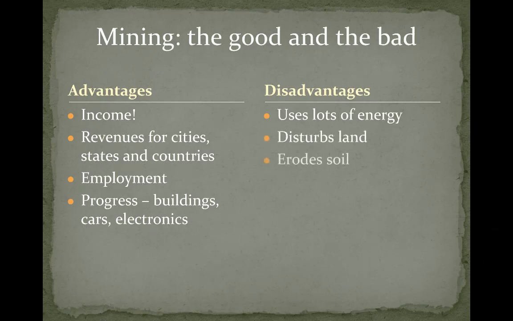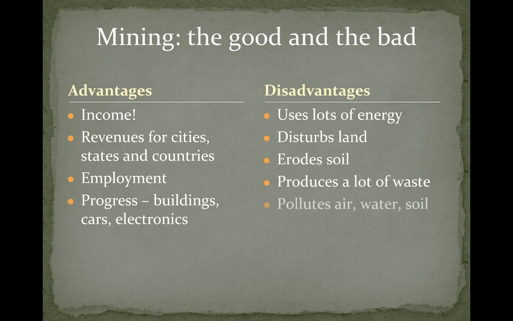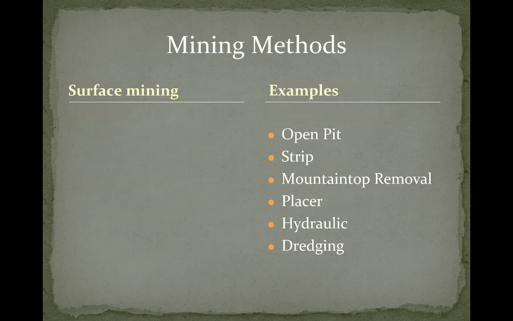We're going to see how it disturbs the land. Soil gets eroded away. You have all this waste you're left over with. Air, water, soil gets polluted. Not a good thing. So we're going to look at two ways. You can mine from the surface and you can mine below the surface. So with surface mining, our examples are on the right. You're going to have to know each one.